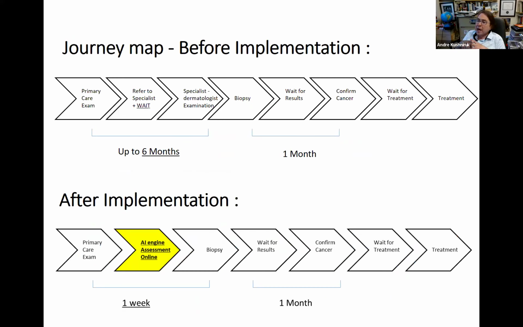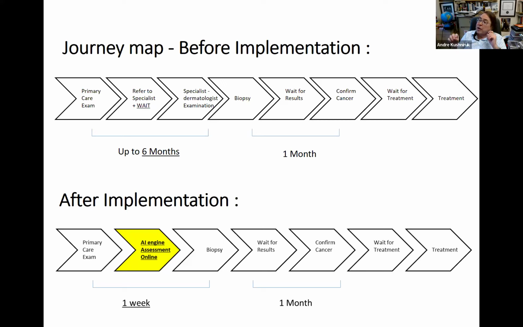As I said, we used journey mapping before we even got into usability testing. We wanted to target the AI, and this is something I'm currently working on, where AI can best be targeted. Before implementation, you start with going to the primary care exam with the general practitioner. They then refer you to a specialist. There's a waiting period. We would eventually see a dermatologist, and at the time we did this in our province, there were very few dermatologists. There was a shortage, so we could wait months to get to the dermatologist. Then we get the biopsy, have to wait for the results, confirm cancer, etc.